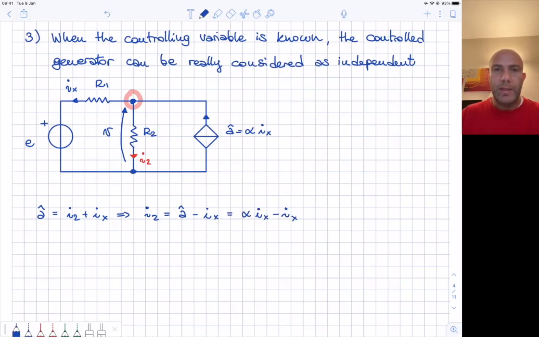So we can replace here the value of Ix with the value that we have found previously, and so we have that the current I2 equals (α − 1) divided by ((α − 1) R2 − R1) times the voltage E. And once you have the numbers, this value is completely defined.